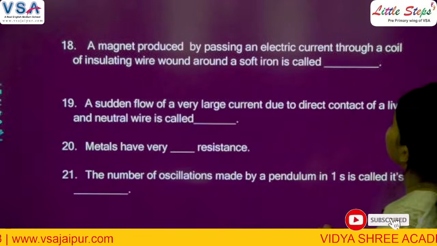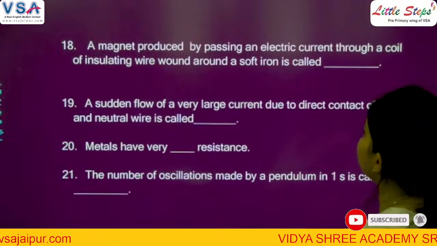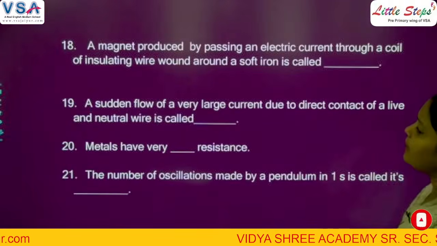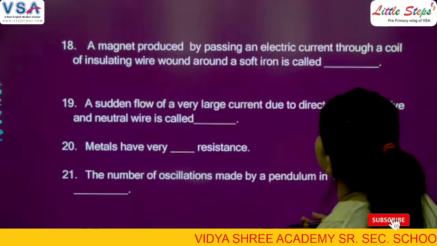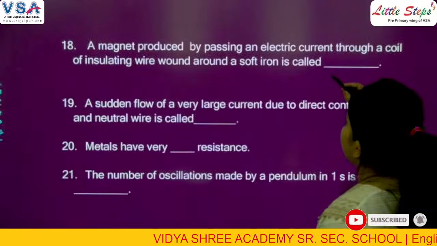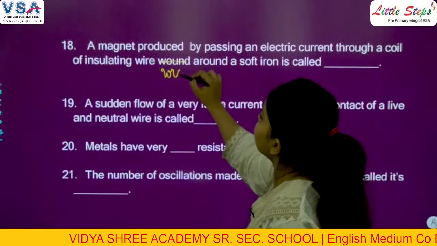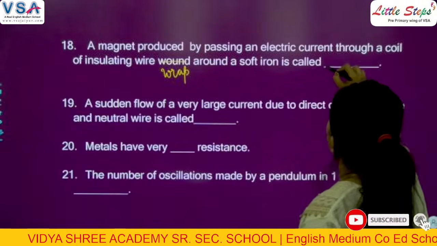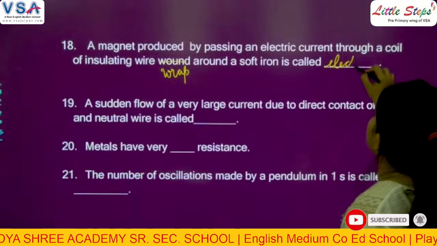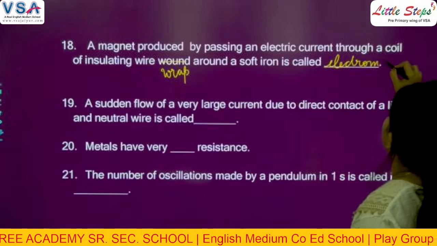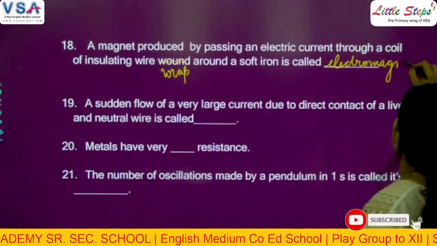Yes, next. What we have: a magnet produced by passing an electric current through a coil of insulating wire around a soft iron is called. When we pass electric current through an insulating wire wrapped around, what is it supposed to be known as? It is supposed to be known as electromagnet. It is electromagnet.